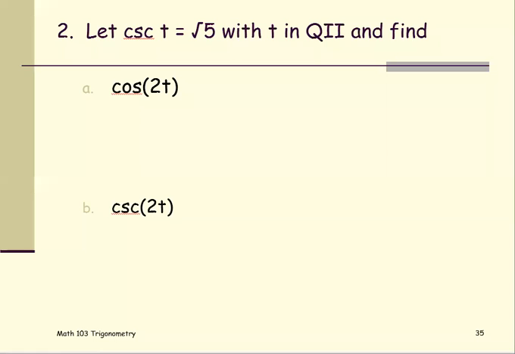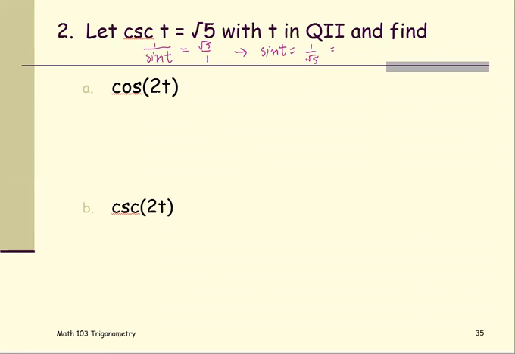For this example, let cosecant t be square root 5 with t in the second quadrant. By definition, the cosecant is the reciprocal of the sine function. Therefore, 1 over sine of t equals square root 5 over 1, and we write it as sine of t equals 1 over square root 5.